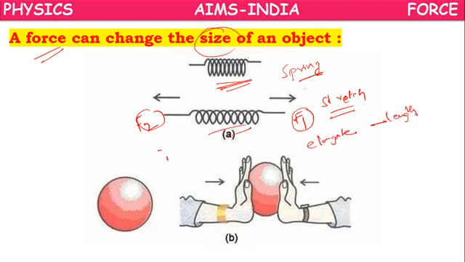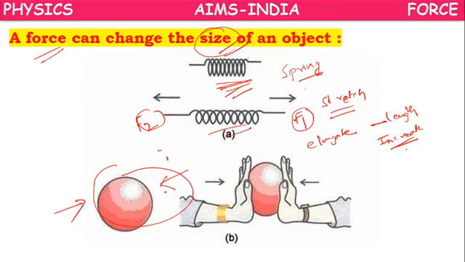Elongate means the length of the string will increase. So a force can change the size of the object, as in the case of a spring. Or if you have a rubber ball and you apply force from both ends, its size will decrease, its radius will decrease. The circle shape may become an ellipse shape. So a force can also change the size of an object.